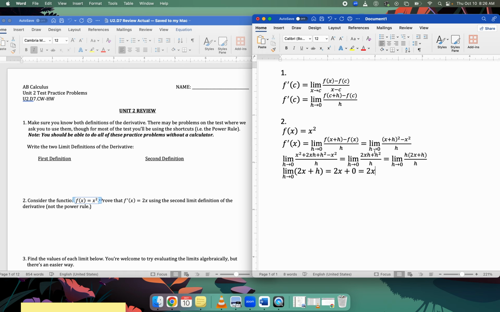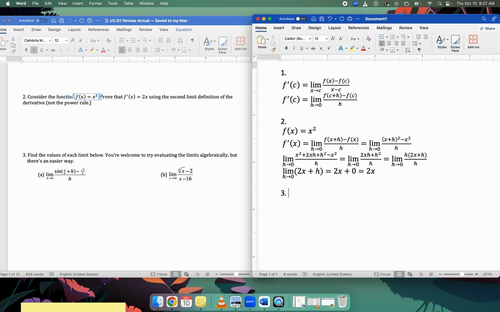Most of the time when we use this limit definition of the derivative, you're looking for the derivative at a particular location. But here, I didn't ask for f prime at a particular value. I asked for f prime in general. That's why c was x rather than a particular number. This is, of course, like a manual proof that the derivative of x squared is 2x without using the power rule.